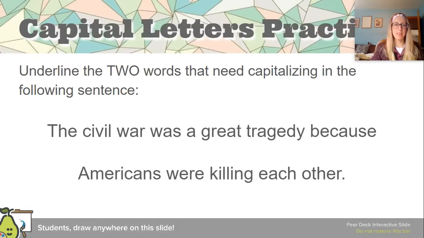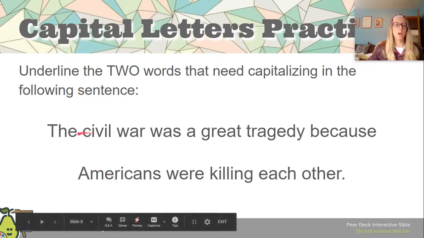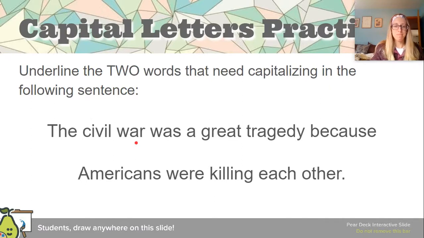Okay, here's some practice. So there are 2 words in this sentence that need capitalizing. So again, if you want to pause me and go try it on the Pear Deck and then come back, I'm going to talk through the answers right now. So the 2 words in this sentence that need to be capitalized are civil and war, okay, because it's referring to a specific event in history.